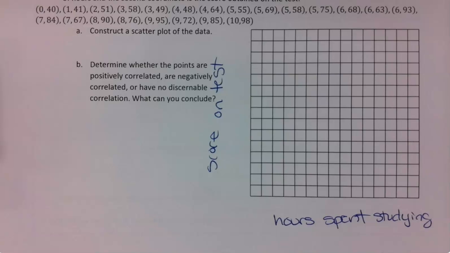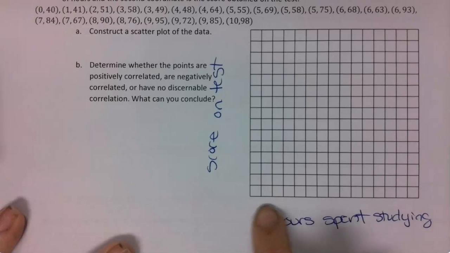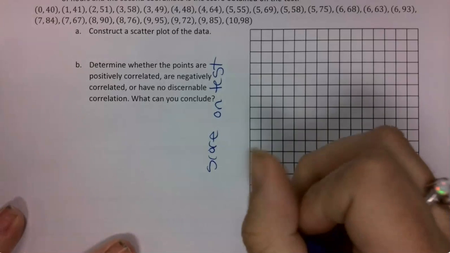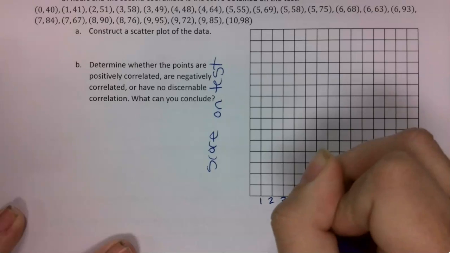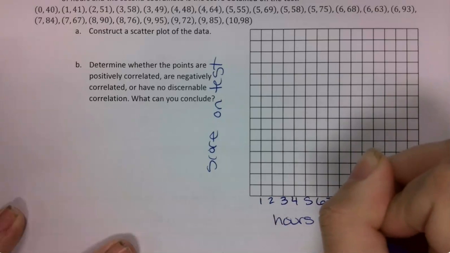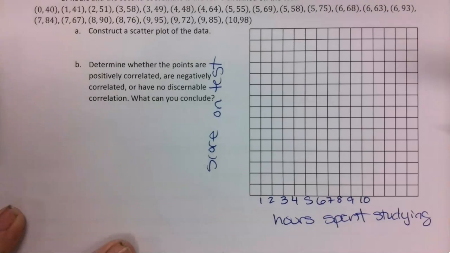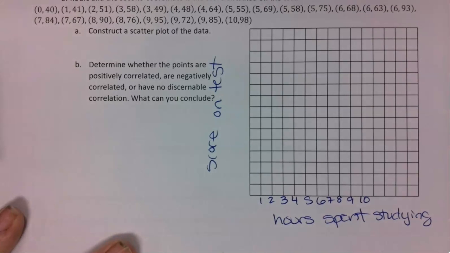Okay, so what do you want me to write for hours spent studying, like the numbers? By ones? Okay. And then what do you want me to write for scores on the test? Do you want to do 20s? I think there's 15 dash marks. Okay, 10.